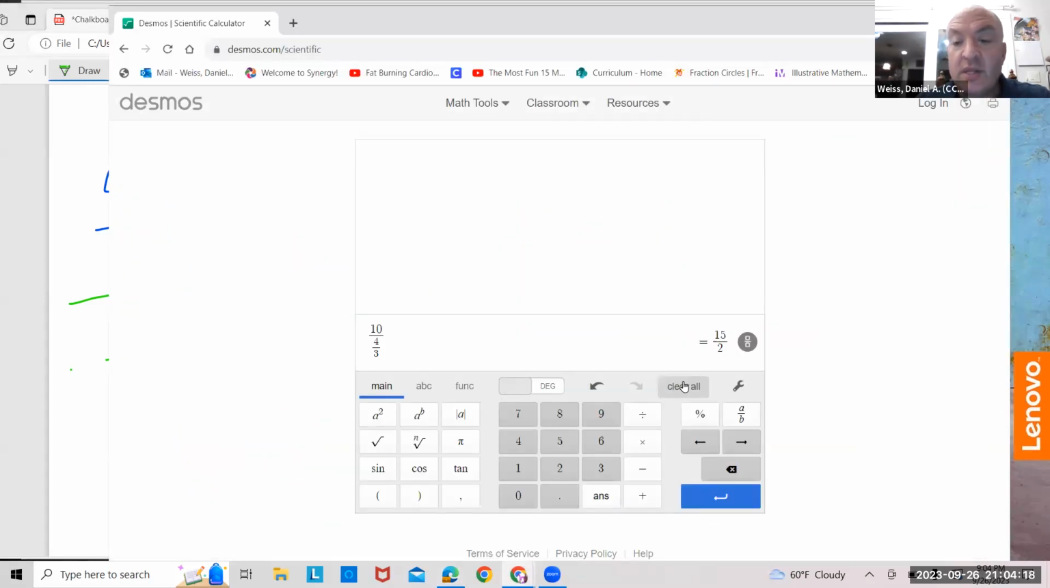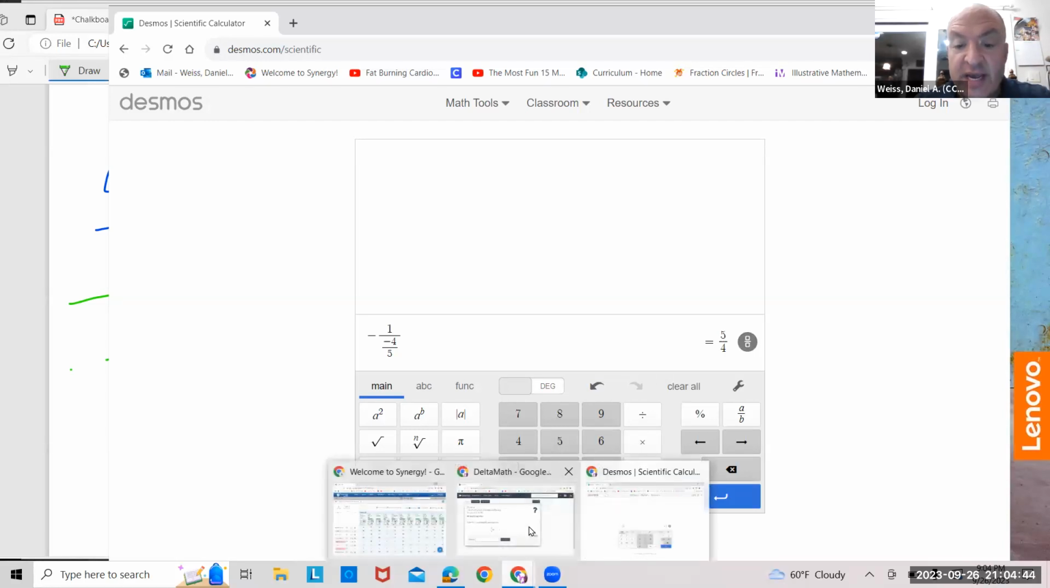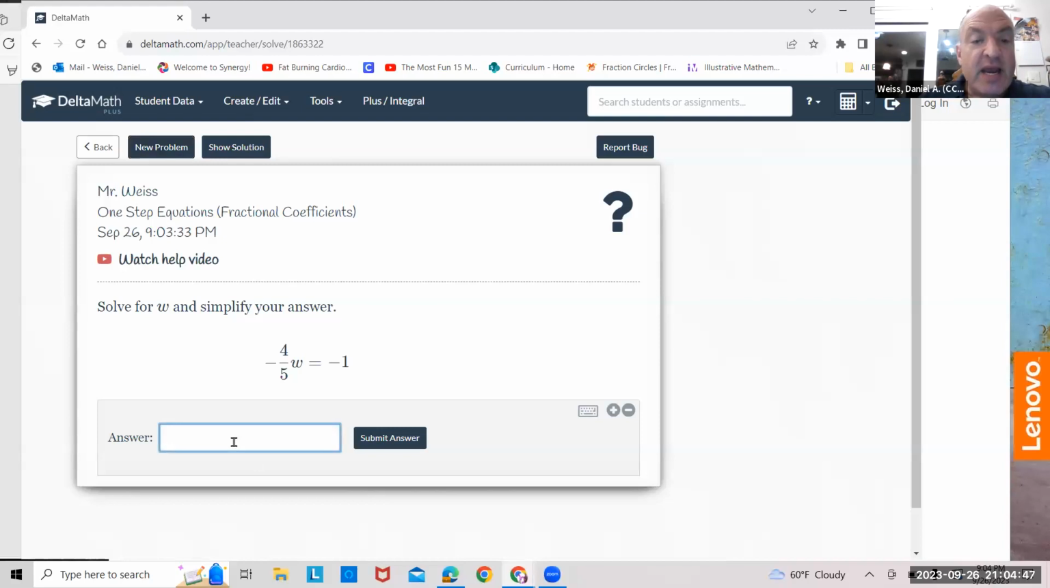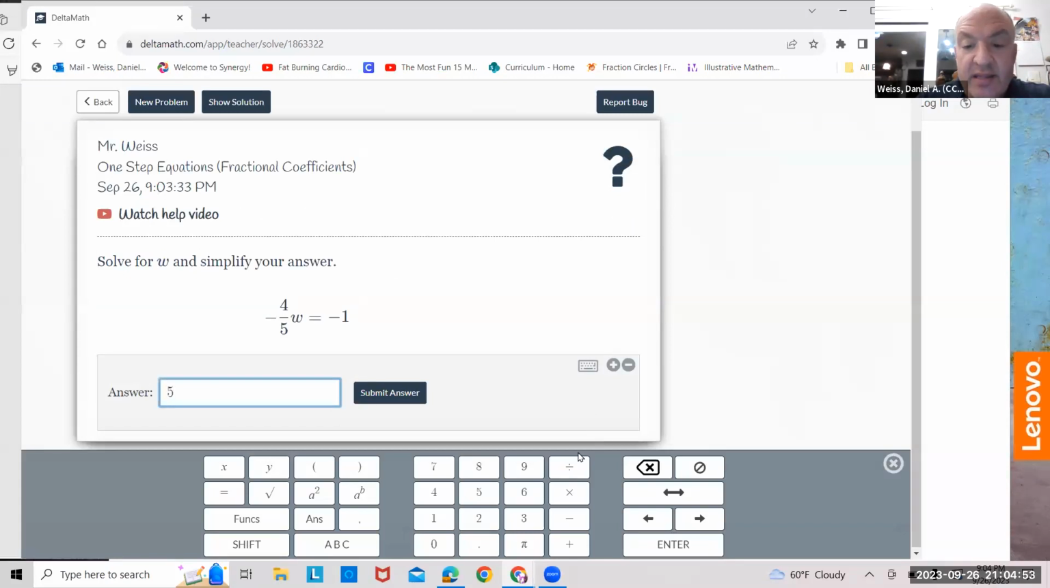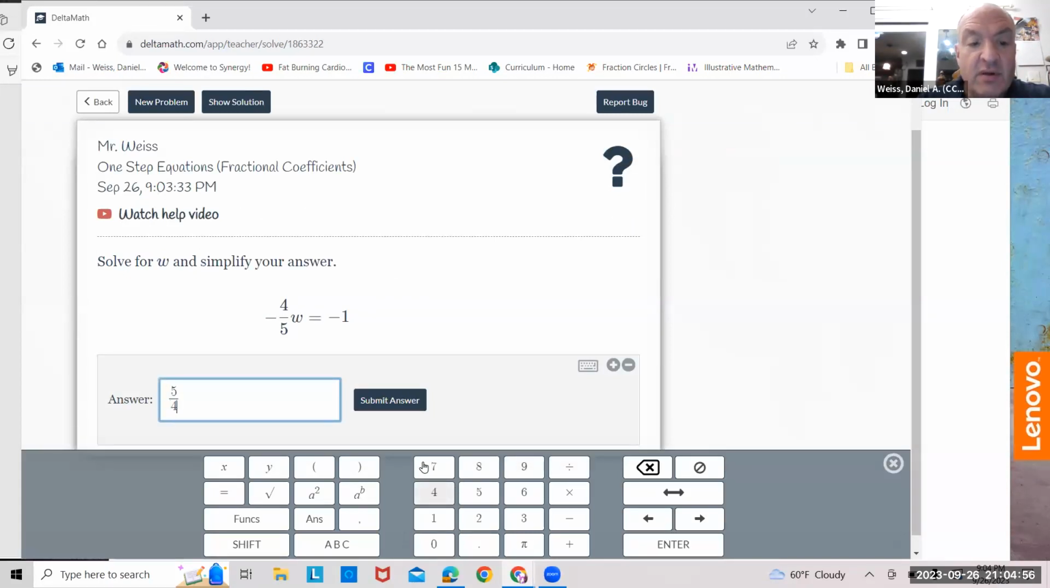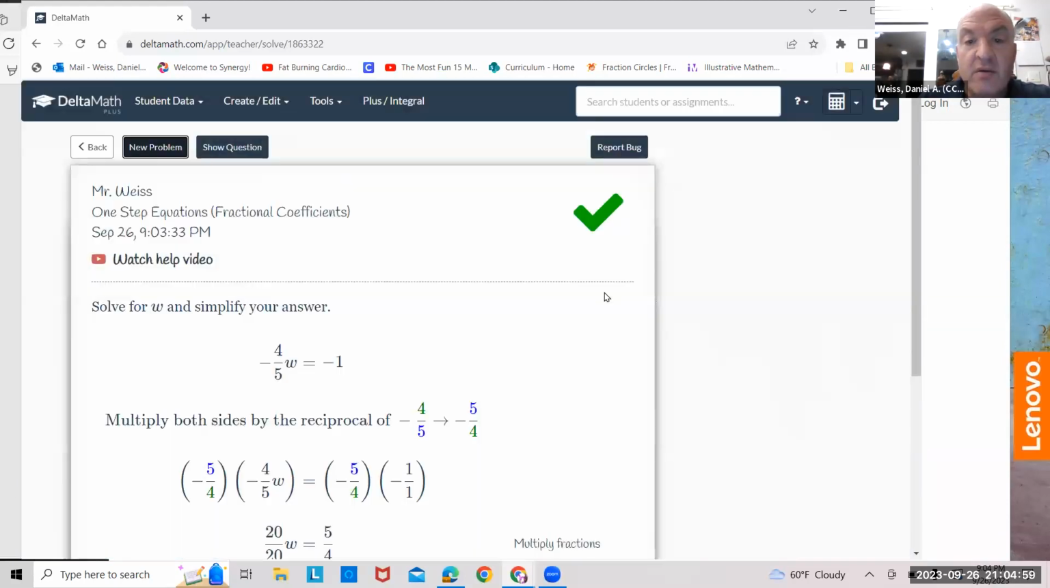Ready? Here we go. Clear all. I'm going to do -1. I'm going to hit divided by. I'm going to hit A over B. And I'm going to hit -4 and then 5 on the bottom. Notice I have 2 negatives there. Click your convert to fraction button. 5/4. There's my answer. I go back to Delta Math and I hit 5. I hit my keyboard. I hit the divide key and 4, submit. There you go.